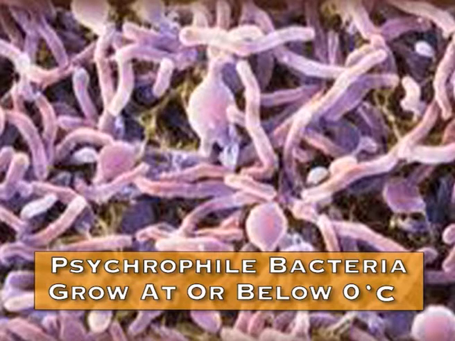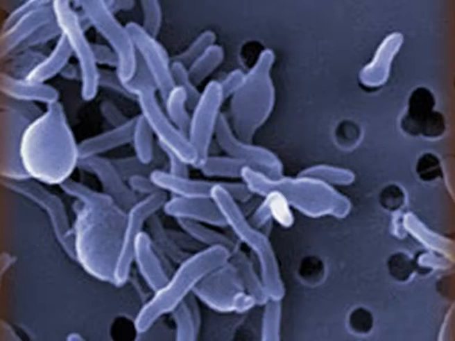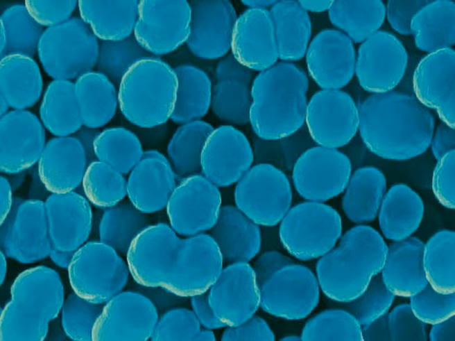Psychrophiles are that group of bacteria which grow at temperatures around freezing point, or at 0 degrees centigrade. So if we want to isolate microbes from cold countries, we need to incubate them at cold temperature for their growth and development on a culture medium.